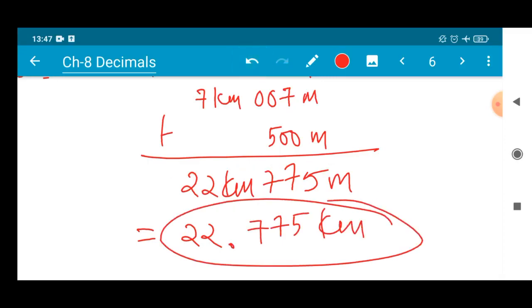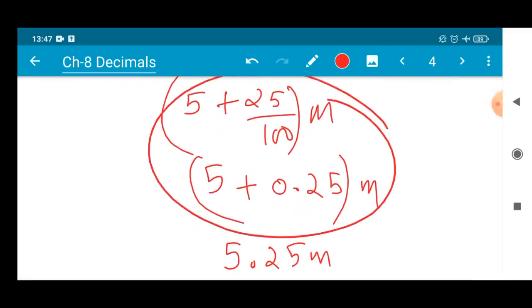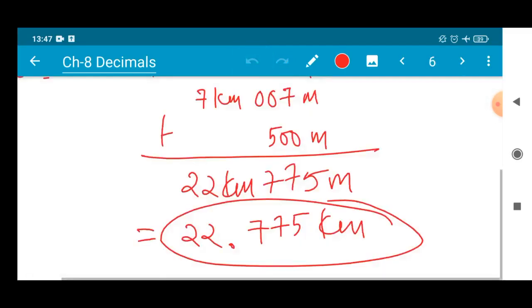So I'm expressing this unit in kilometer. I have already shown you how we can express this at the last. In this manner only we will be converting the meter value, that is distance, into kilometer. So this is how we should do. I hope you guys understood.